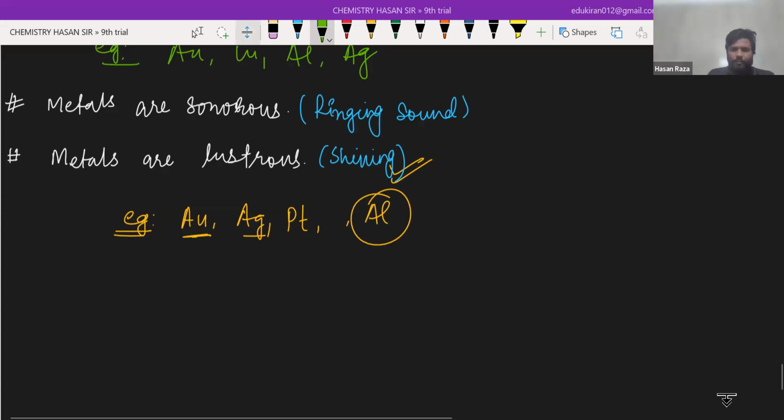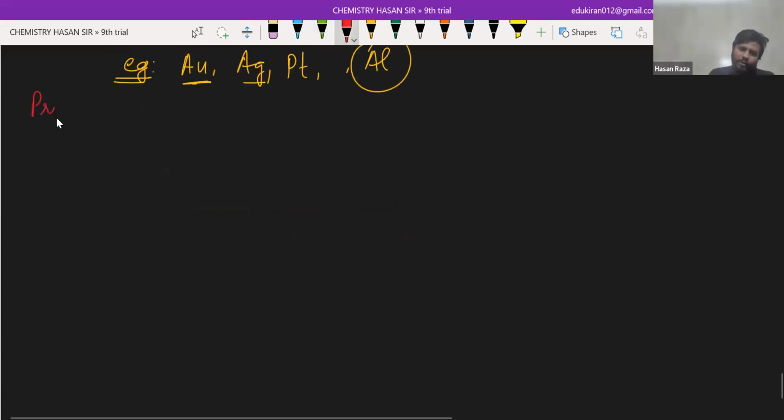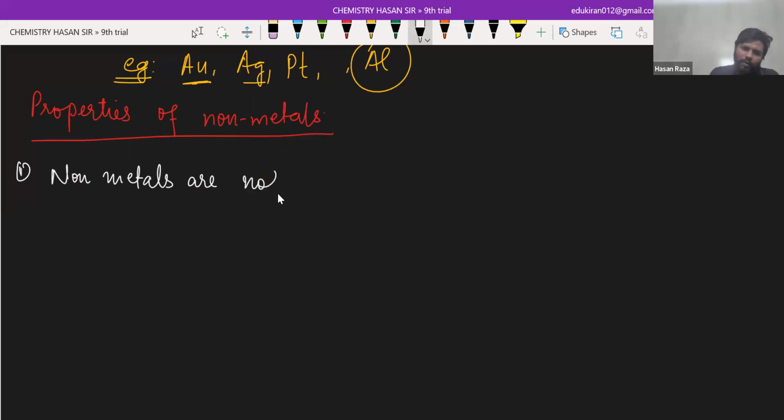So I finished. Okay, now we just studied the properties of metals. Now what we are going to study is properties of non-metals. You can see in its name, this is non-metal, that means basically the opposite of metal. So whatever happens in metal, it will be the opposite. So first we can write the first point: non-metals are not malleable.